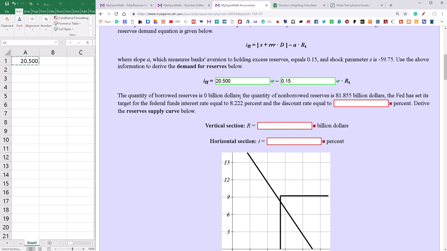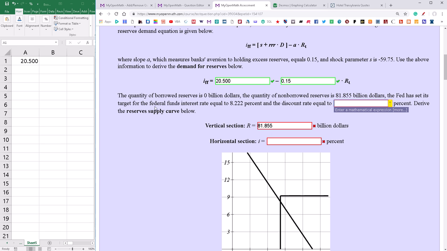Okay. Now we're going to build the supply curve, and the supply curve is kinked. The vertical section is the total quantity of reserves, which is just the sum of 0 and $81.855 billion. So that's total reserves, the vertical section.